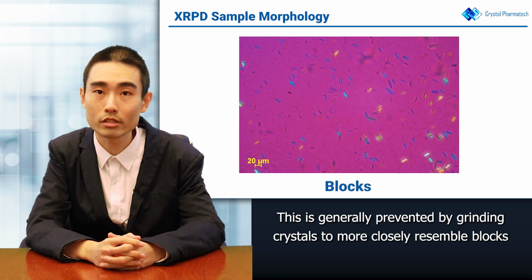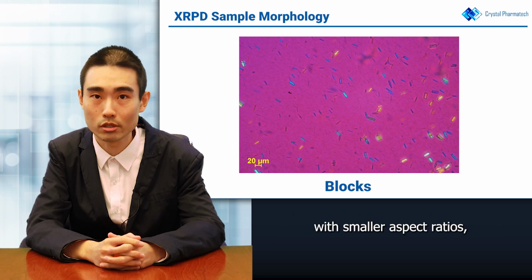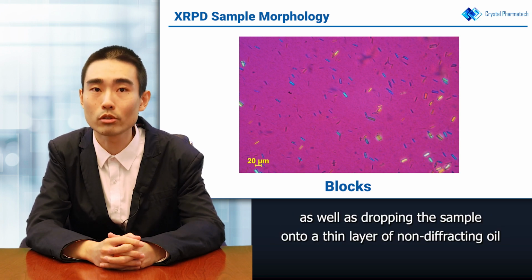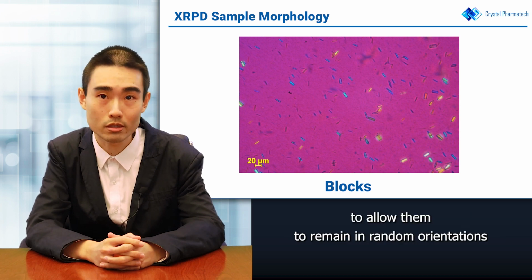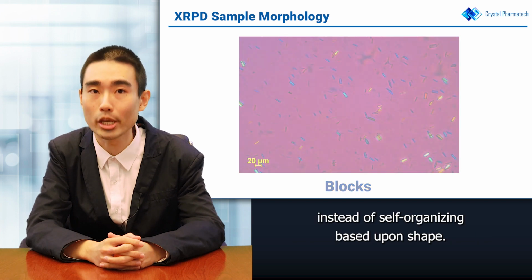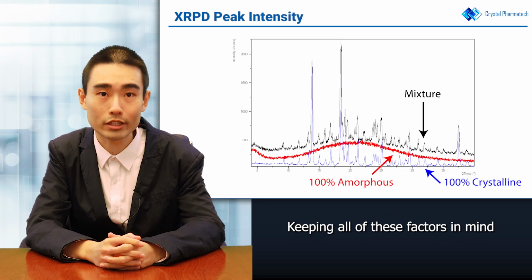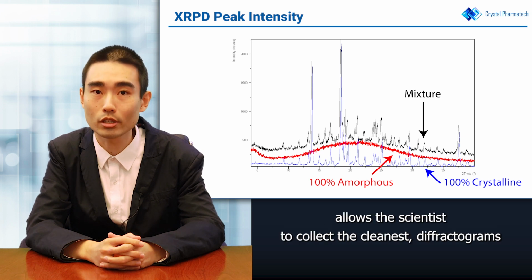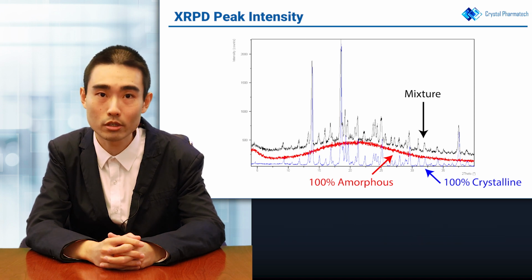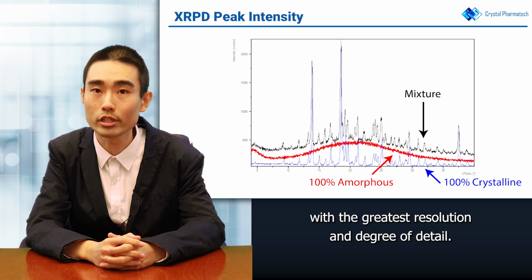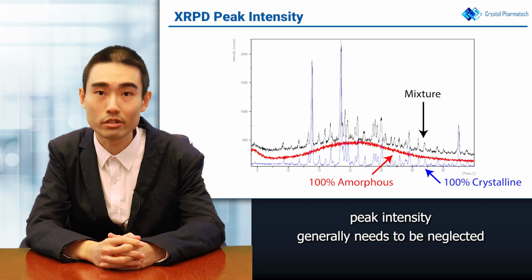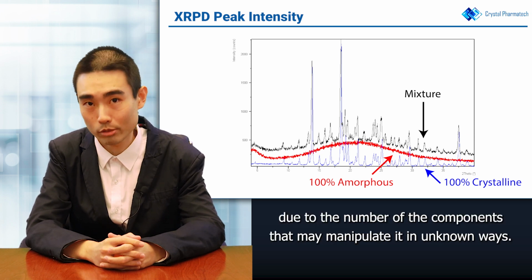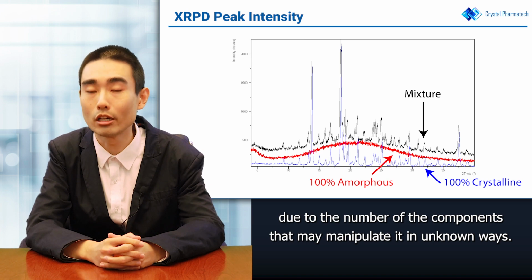This is generally prevented by grinding crystals to more closely resemble blocks with smaller aspect ratios, as well as dropping the sample onto a thin layer of non-diffracting oil to allow them to remain in random orientations instead of self-organizing based upon shape. Keeping all of these factors in mind allows the scientists to collect the cleanest diffractograms with the greatest resolution and degree of detail. Without these preparation phases, peak intensity generally needs to be neglected due to the number of components that may manipulate it in unknown ways.